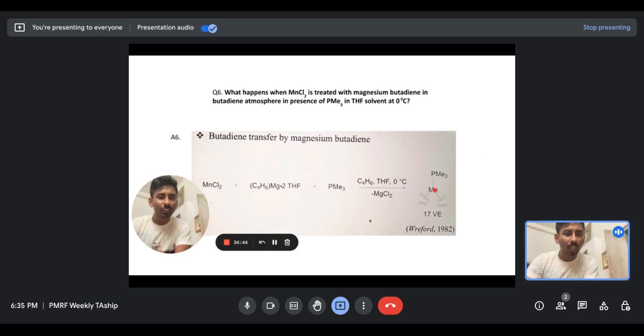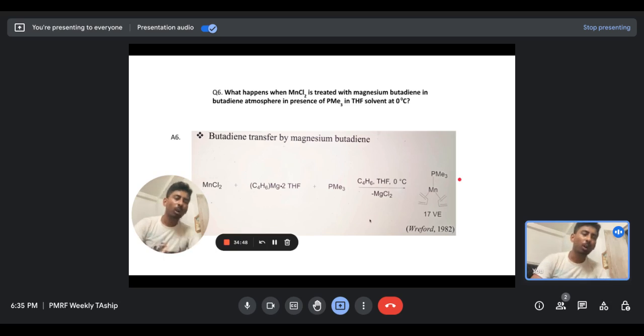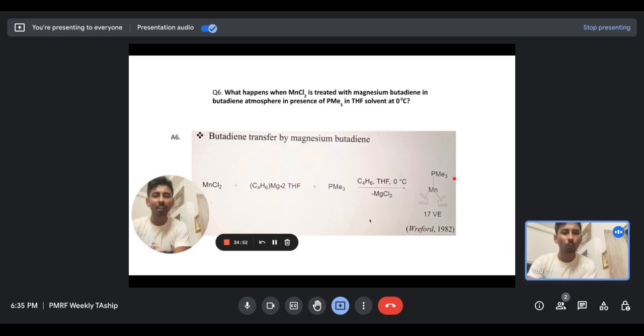So basically, a manganese zero system. Here, if we rather take a PF3 or PCl3 kind of system, then the molecule would be rather more stable. This compound was prepared by Rayford in 1982.